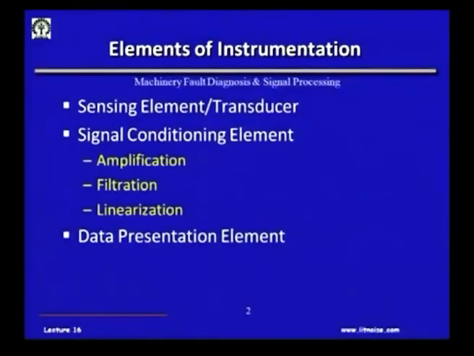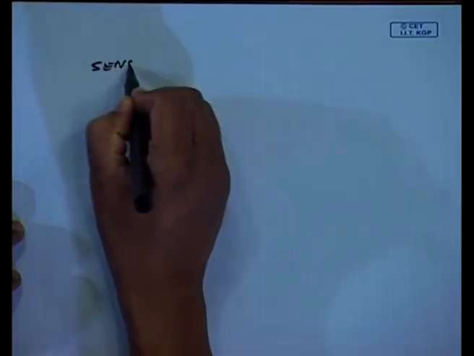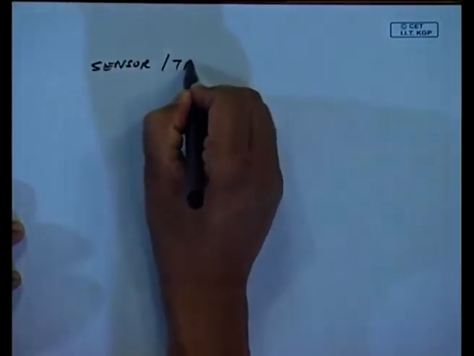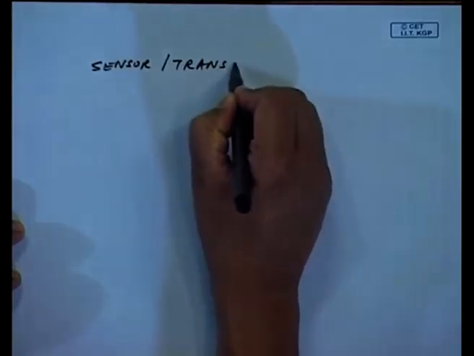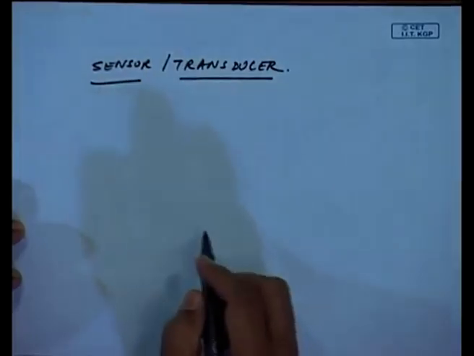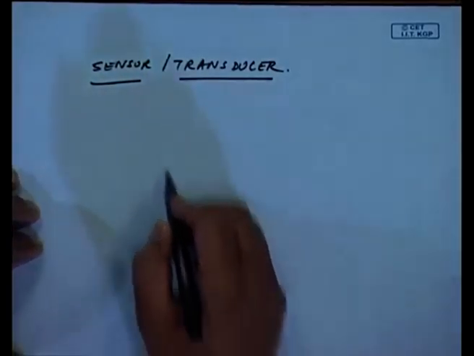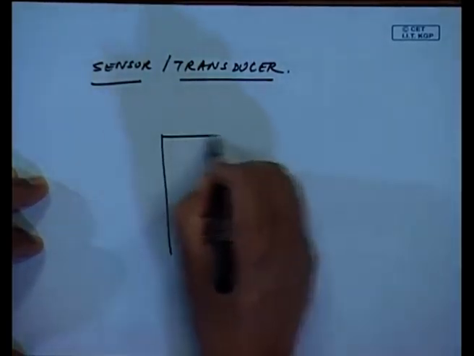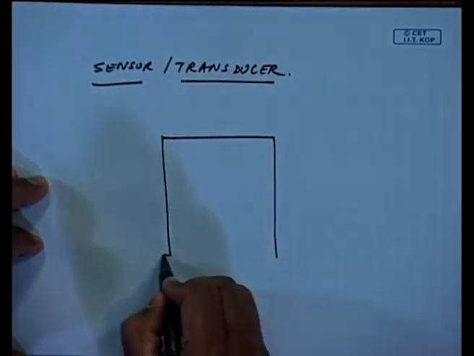So, let us see what the important elements of instrumentation are. One, of course, is the sensing element or the transducer. Sometimes people loosely say whether it is a sensor or a transducer. This is the most important element which is placed or connected on our machine.